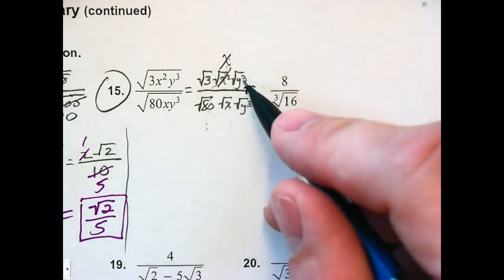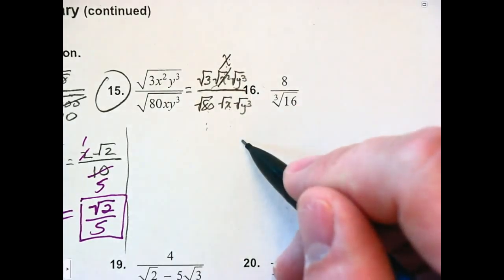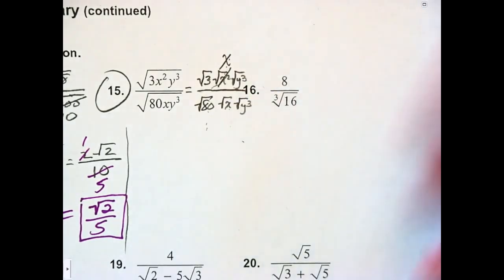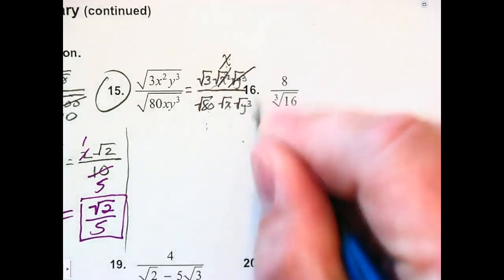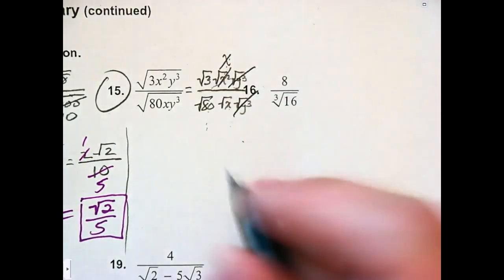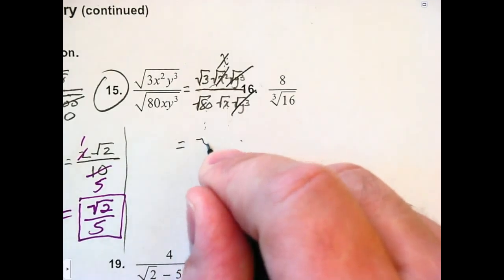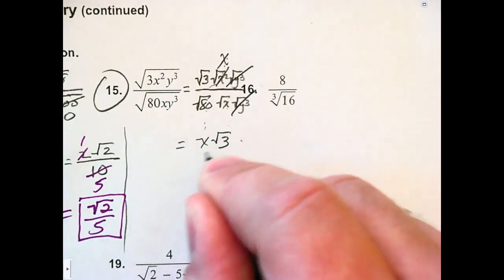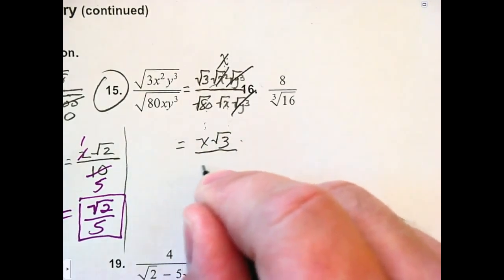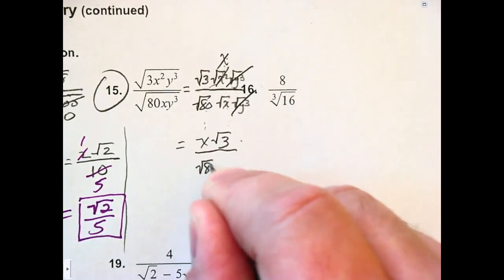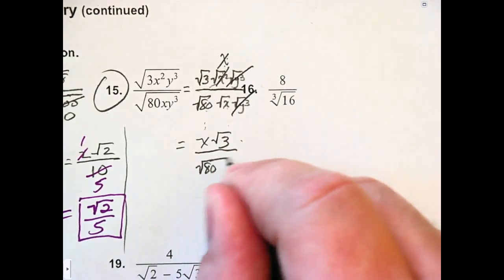Okay? Y cubed and y cubed. They're both inside. Can you cancel them? Yes, you can. They're the same. So they're gone. So to clean it up a bit, right now we have x times root 3 on top. And on bottom we have root 80 and root x.